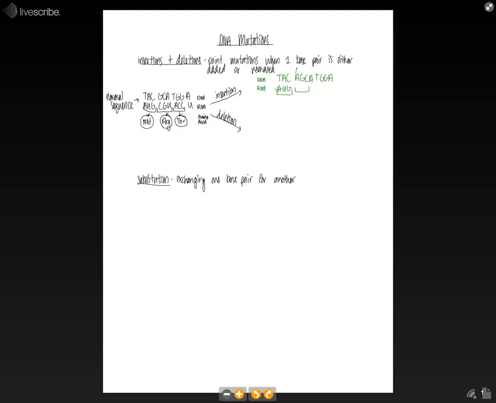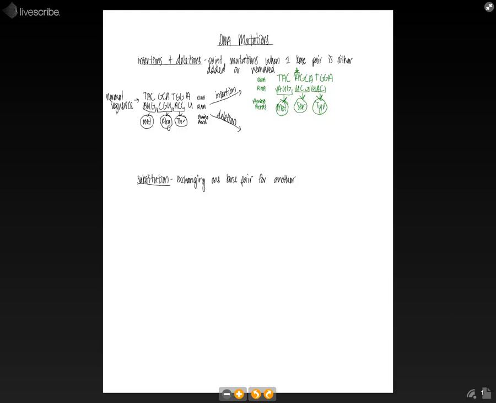Now, we'll denote this as our mutation. We're going to get UCG, and then we're going to have UAC, and then these extras, we're just not going to worry about those for right now. So here's the amino acids that we're going to get from this sequence.